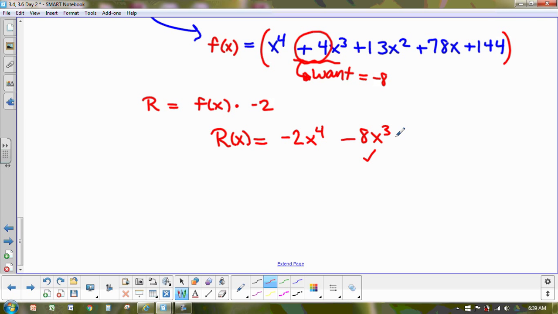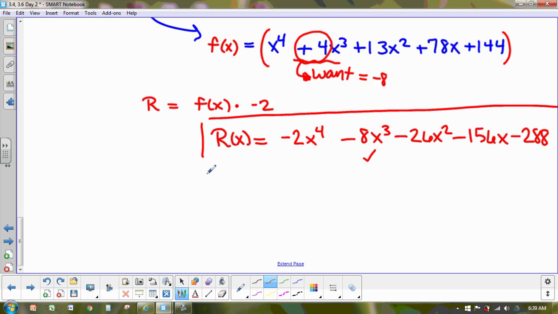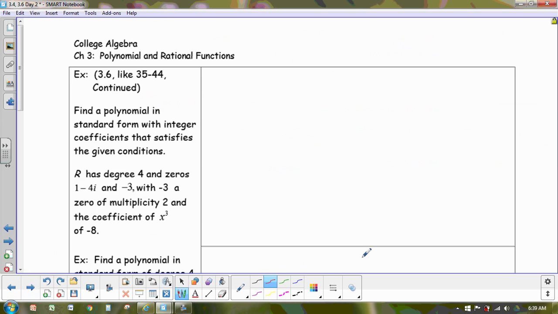And then continuing to multiply by negative 2, negative 26x squared, minus 156x minus 288. This is the polynomial that they want. Degree 4, and it has the proper coefficient for x to the third. Okay? This was just continued from the last page.